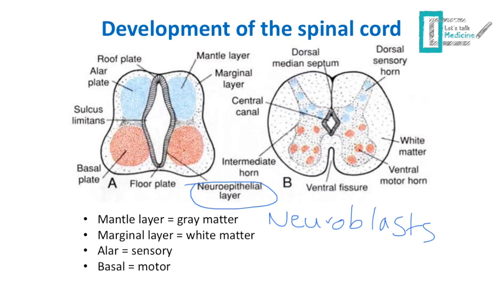Now, what is the alar plate? I don't know the pronunciation. And what is the basal plate? It's basically parts of the mantle zone divided according to whether they are sensory or motor. So anything called alar is sensory, and anything called basal is just motor.